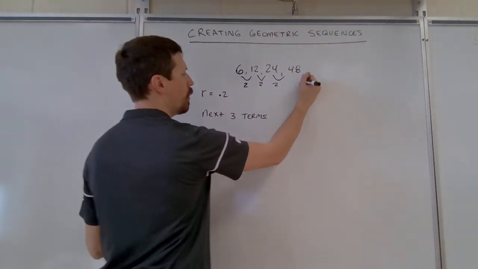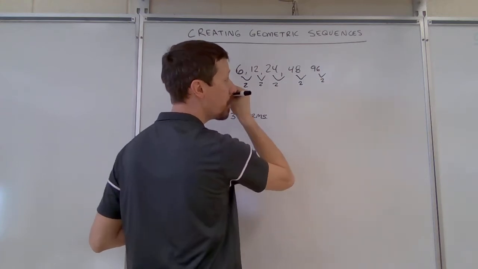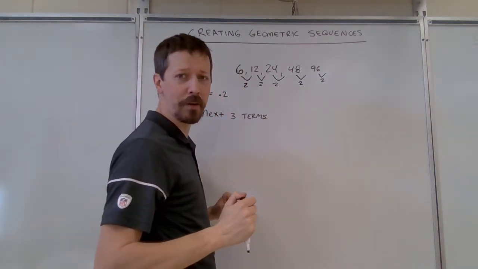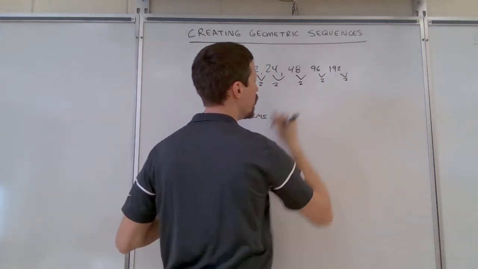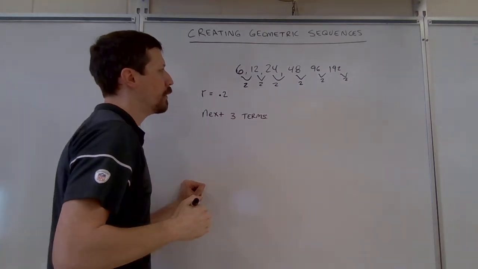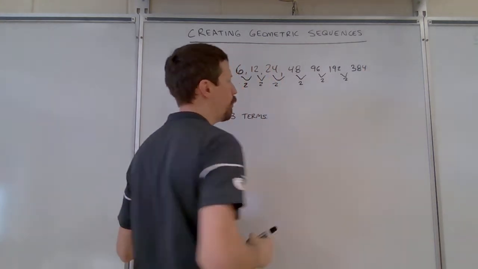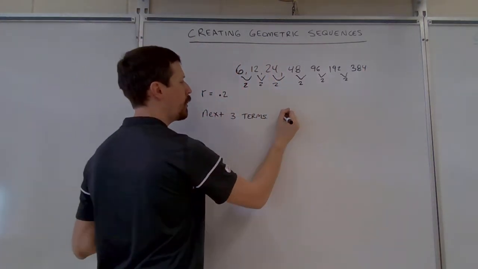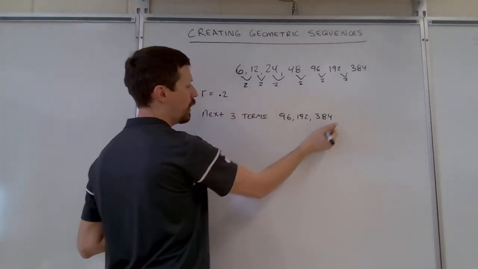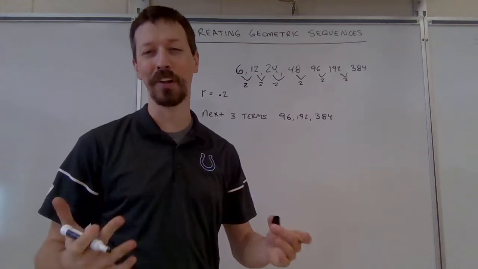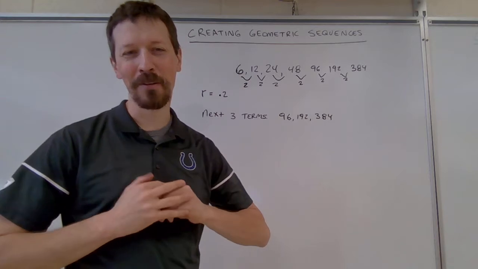Next 3 terms: 48 times 2 gives me 96. Next one after that, 96 times 2. I don't have a calculator on me, but I believe that's 192. And then the next one after that would be 384. So for the next 3 terms, we have 96, 192, 384. If you have to use a calculator to do those, I encourage you to. It's a little tricky to do in your head.